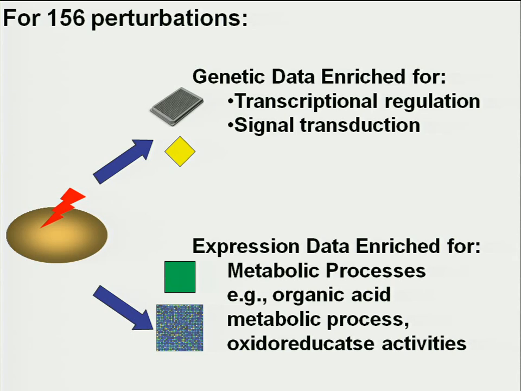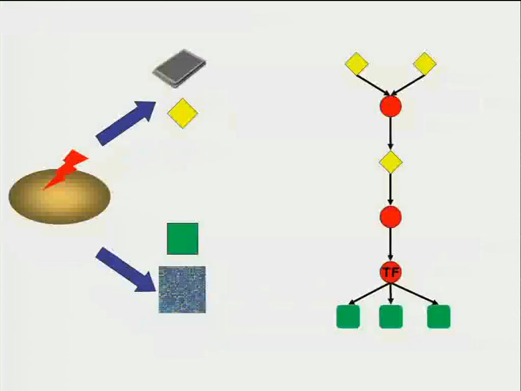and those are poorly represented in the genetic data. So this gives an idea that perhaps if we took genetic data and expression data in the same condition, we could actually construct a more comprehensive view of what's going on in the cell by looking for interactions in which the genetic hits were actually upstream of the expression changes.